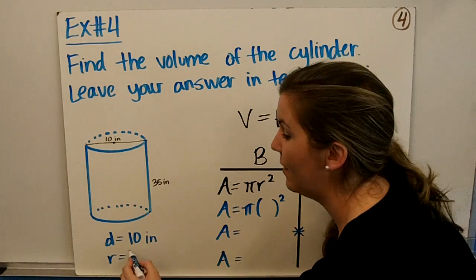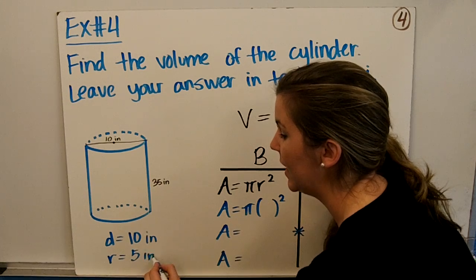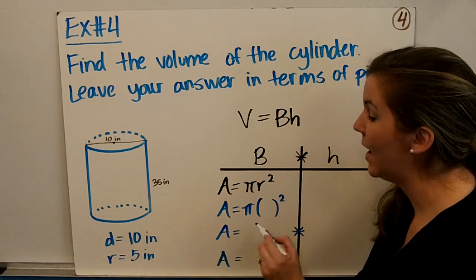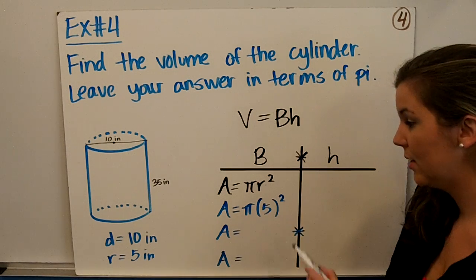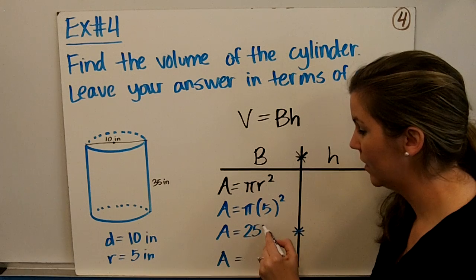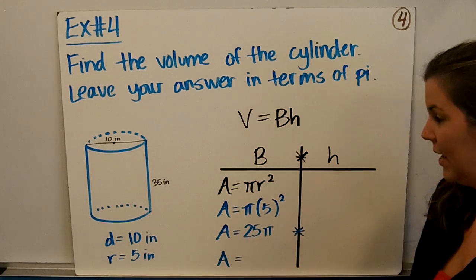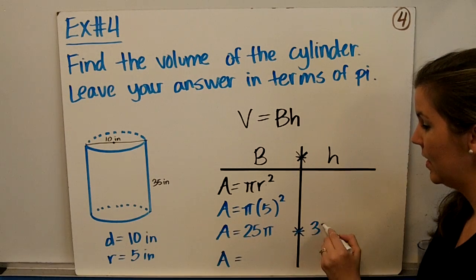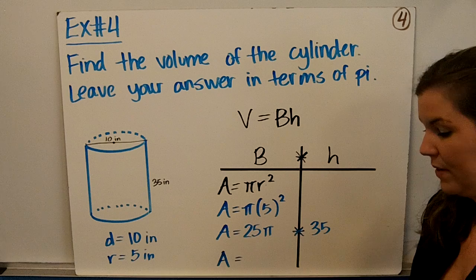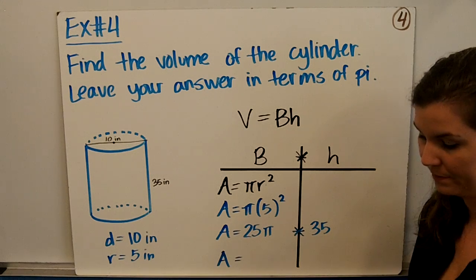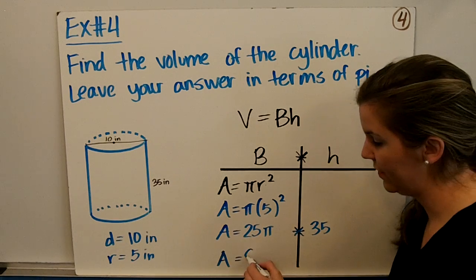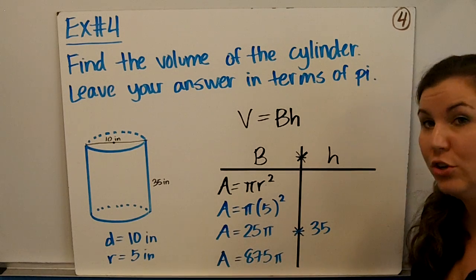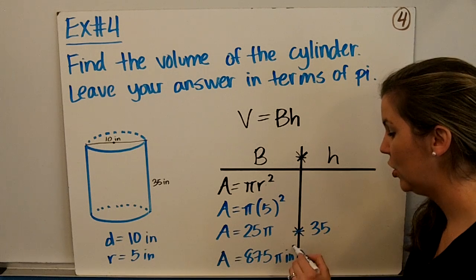That means if we take half of it, the radius is 5 inches. We're going to take r out and put 5 instead, because that's the radius. 5 squared is 25 times pi. And our height of our cylinder is 35 inches. 25 times 35 is 875 pi. And our units are inches cubed.